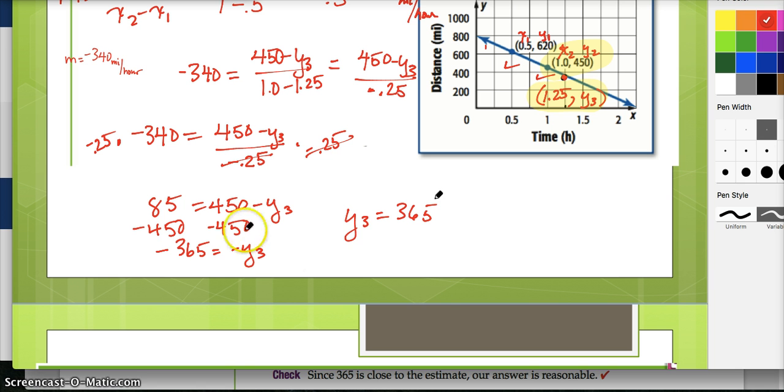And here's what I want you to take away from this: we kind of predicted that the number would be slightly less than 400, and we got that. And we see that the answer is after 1.25 hours of flight, we are 365 miles away from Orlando.